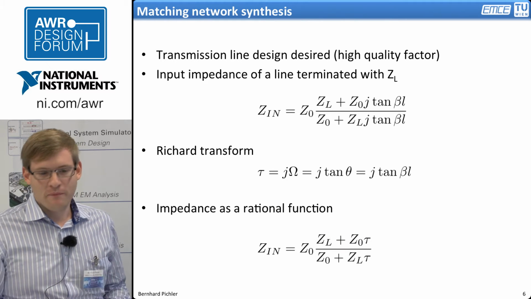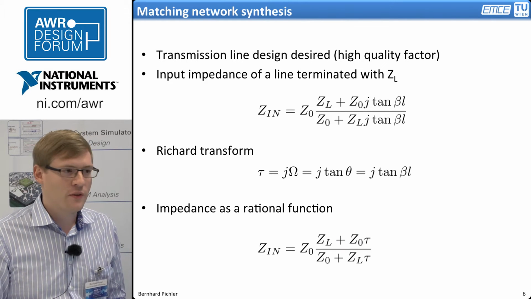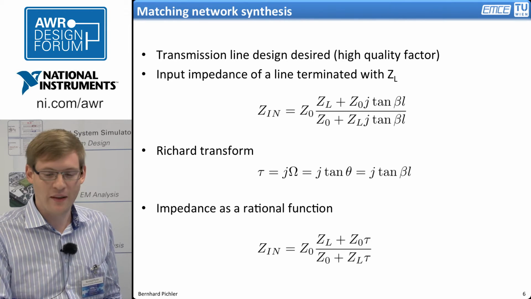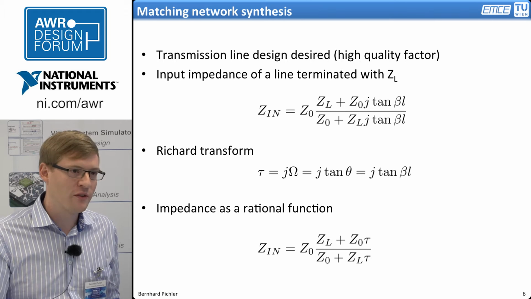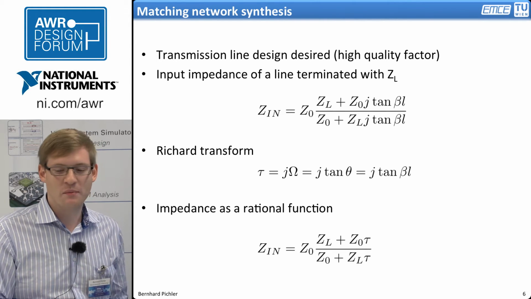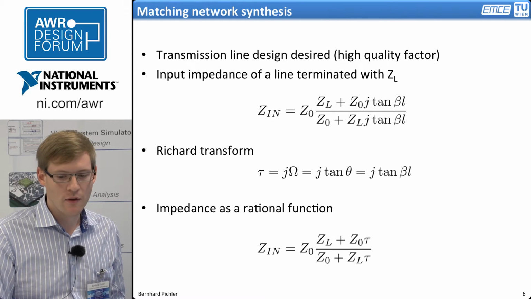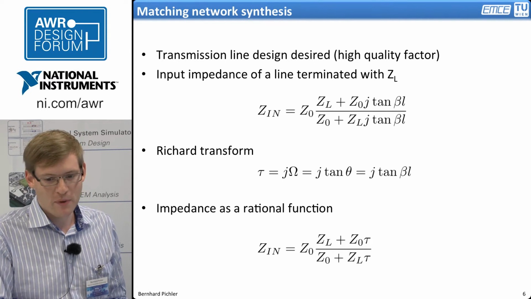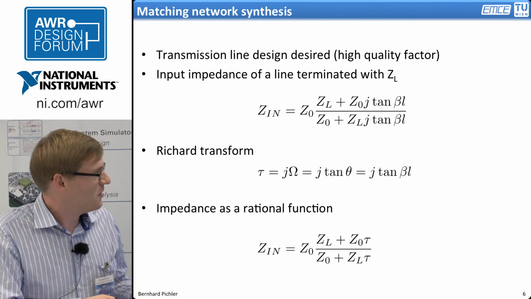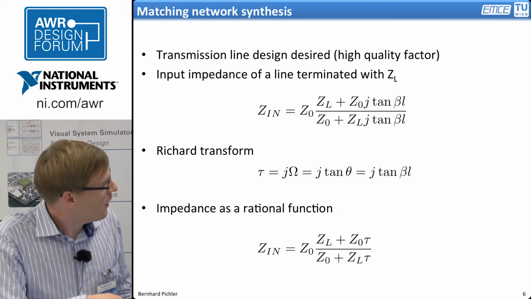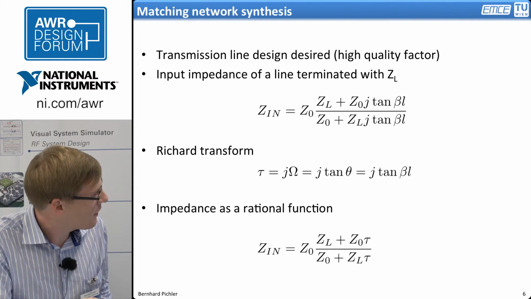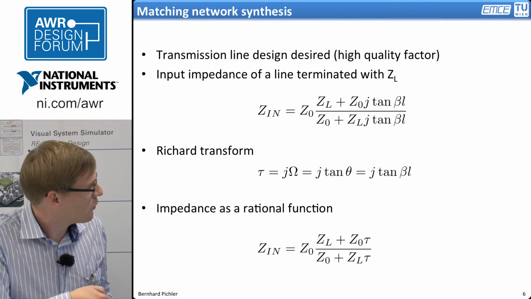It is very beneficial if you design a power amplifier matching network, in this case, with transmission lines, because they have a high quality factor and therefore low losses. And if you consider such a transmission line with an arbitrary length L, you can terminate it with an impedance ZL. You can write the input impedance like in this equation. But this is not very handy because you have the tangent in there, so it's nonlinear in terms of length and frequency, and also complex.